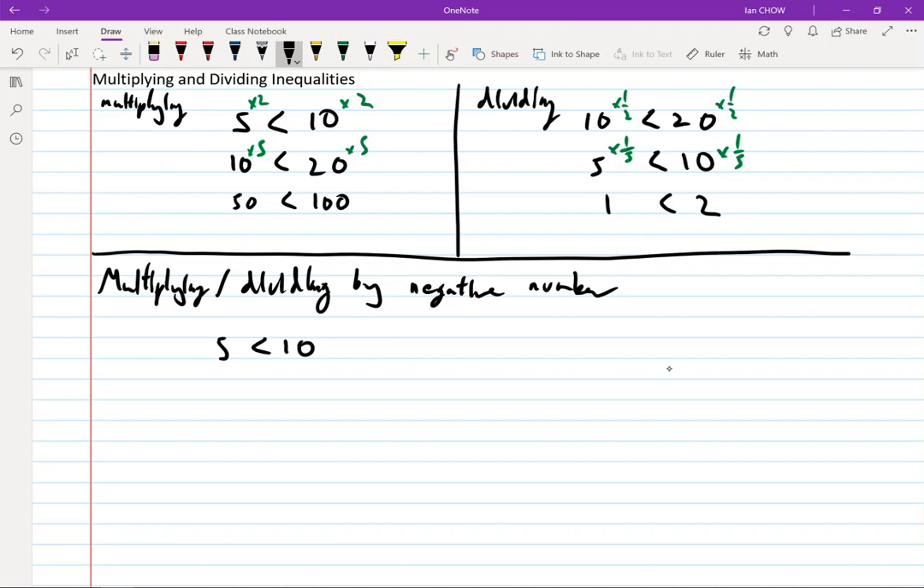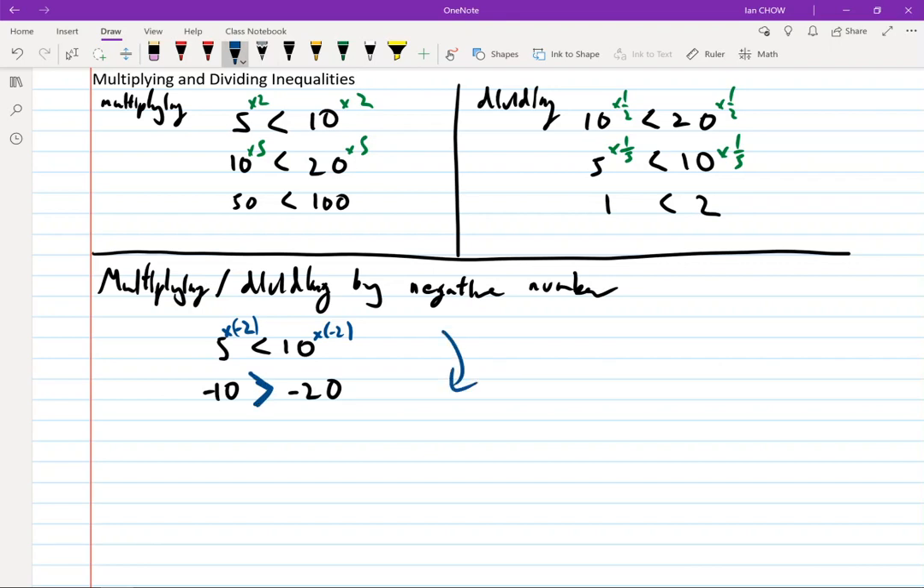And then let's say that I want to multiply both sides by negative 2. So what happens if I multiply by negative 2? Multiply by negative 2 times negative 2 in a bracket times negative 2 in a bracket. And so 5 times negative 2 will become negative 10. And then 10 times negative 2 will become negative 20. Now, if we're going to compare negative 10 and negative 20, which one is less? Well, is negative 20 less than negative 10? Yes, actually, negative 20 is less than negative 10. That means that negative 10 is now greater than negative 20. And so if you're multiplying and dividing by a negative number, the inequality would actually swap.